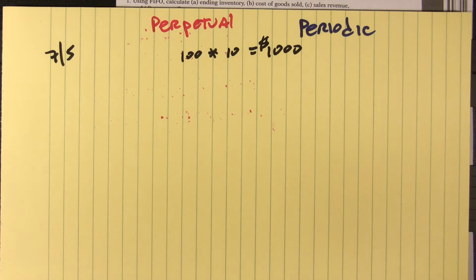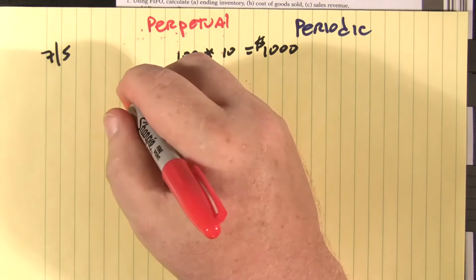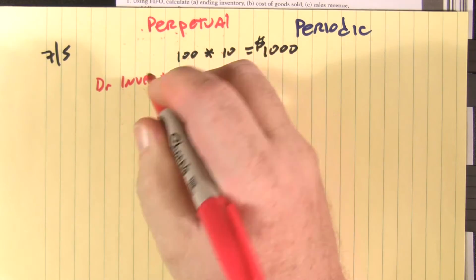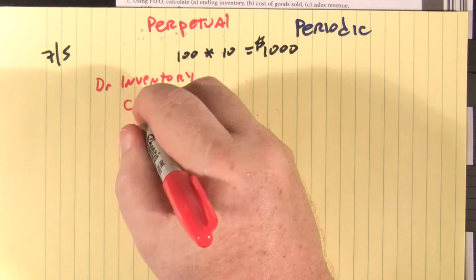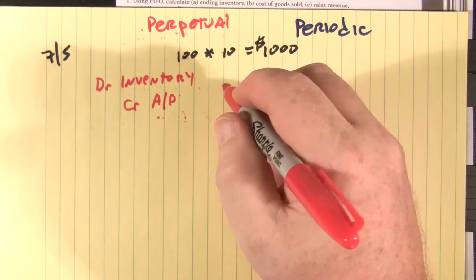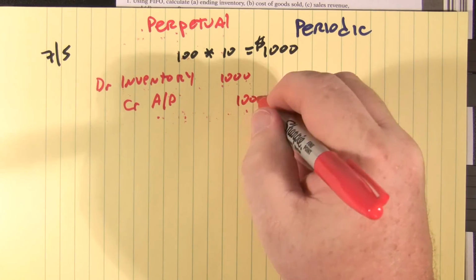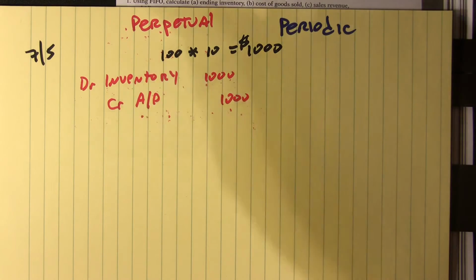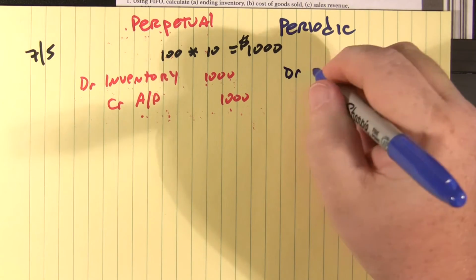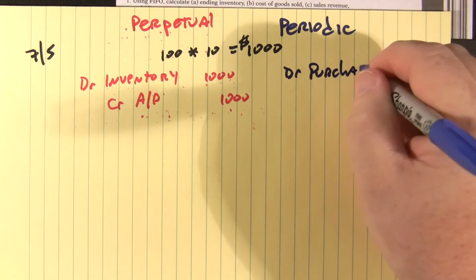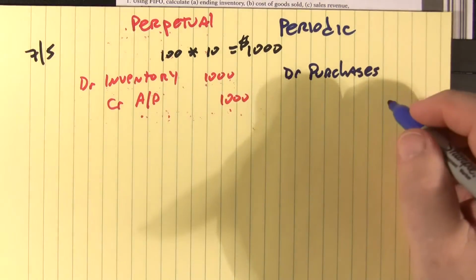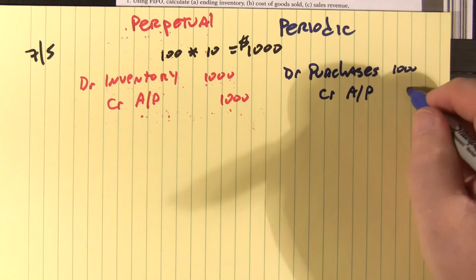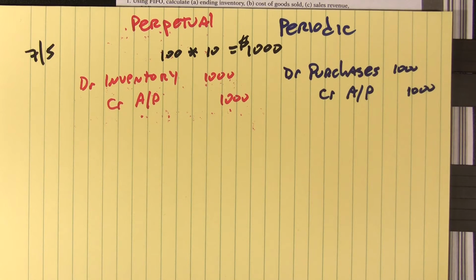So under the perpetual inventory method, what they would do is they would debit inventory and credit accounts payable, $1,000. Periodic's going to look pretty similar. The only thing that's going to change is the account title. We're going to debit purchases and credit accounts payable. And again, the amount remains constant at $1,000.